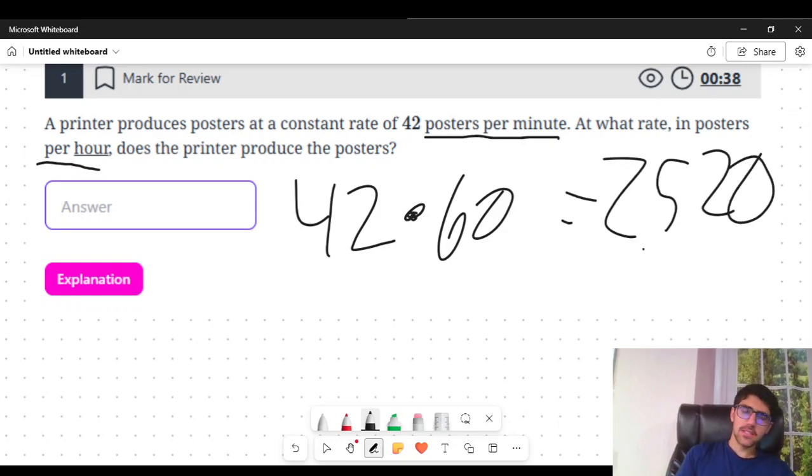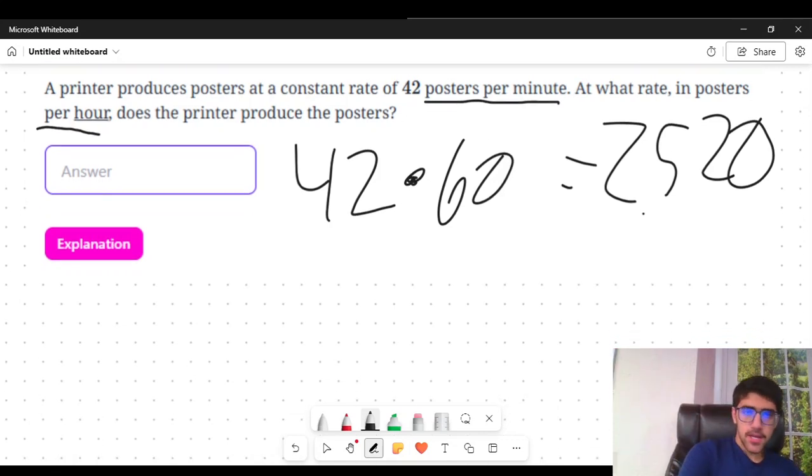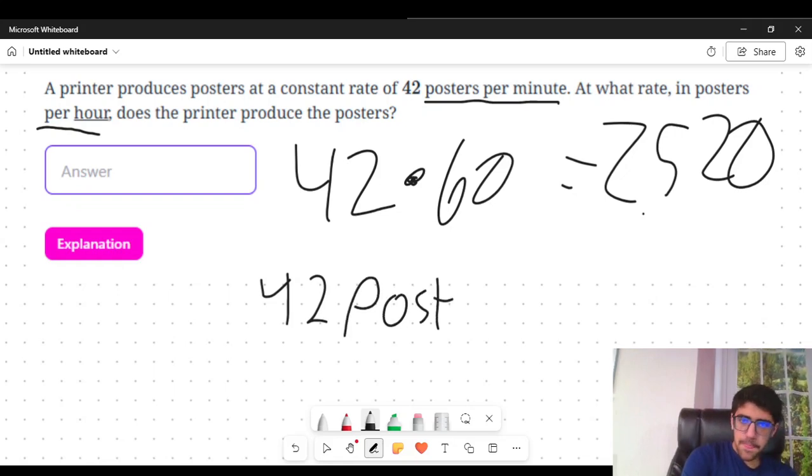But let's say that confuses you. Let's say you might think you need to divide for some reason, something like that. So what can you do to make sure that you get it right? You say, okay, I have 42 posters every 1 minute.